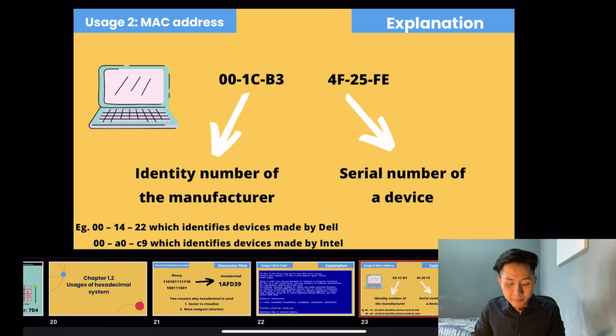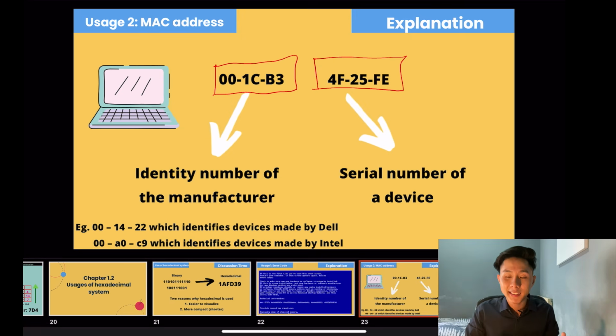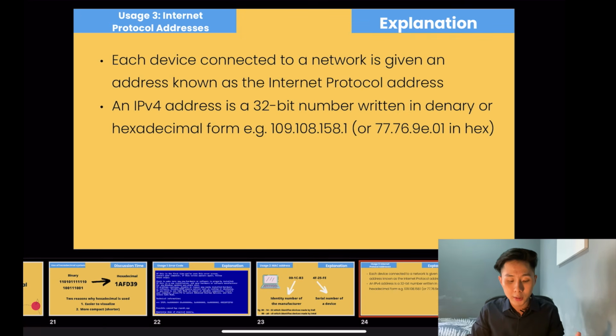And the second usage of the hexadecimal system is the MAC address. A MAC address is basically an identifier for your device, like laptops and smartphones. We'll go into that in more detail in chapter 3. So as you can see, the MAC address of a device, feel free to check your own MAC address on your computer, is also represented in hexadecimal. And the third usage of hexadecimal is the IP address, which is an address given to a device when it is connected to a network. So for instance, an IP address could be represented like that. See the red bracket, in hexadecimal instead of in denary. Okay.